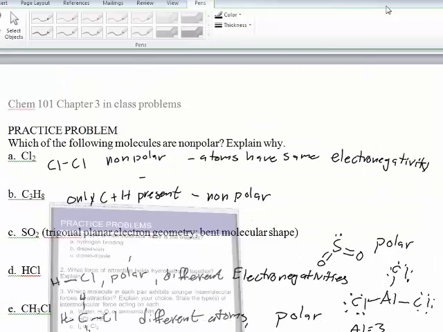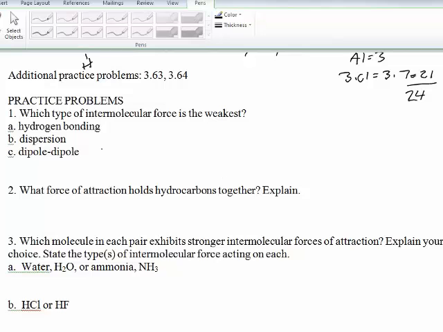So let's look at these practice problems. First one, which type of intermolecular force is the weakest? Hydrogen bonding, dispersion, or dipole-dipole? So this is just something you have to memorize. Certainly dispersion is the weakest. And we remember that hydrogen bonding is the strongest. So a molecule might have just dispersion, it might have dispersion and dipole-dipole, or it might have all three. It would never just have hydrogen bonding or just have dipole-dipole forces.